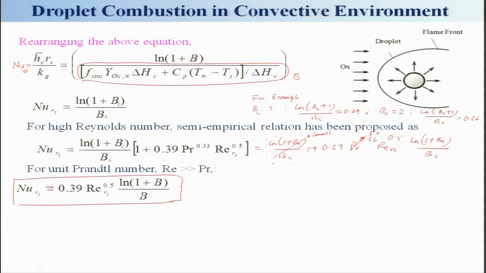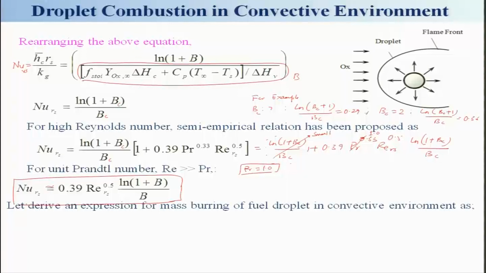You can use this provided the Prandtl number is equal to 1. The Prandtl number is very, very small, and so you can see. Now, what we will do, we will basically look at these expressions and derive some relationship for mass burning rate for a convective environment.